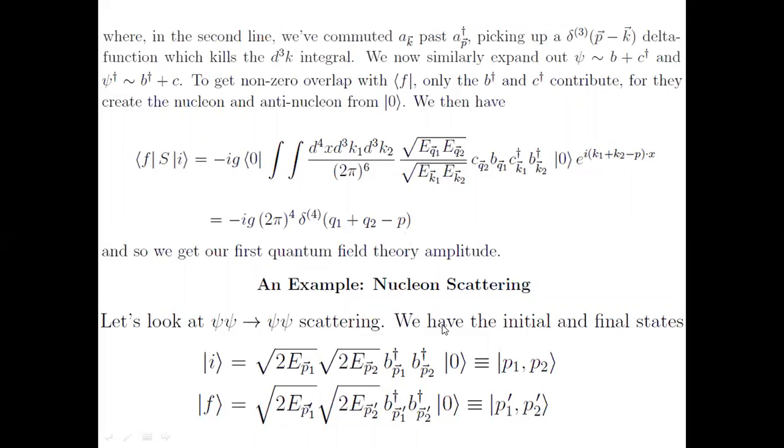Now we look at one more example, which is nucleon-nucleon scattering. Here there are two psi fields, so there are two nucleons that scatter into two nucleons. Initially there are two nucleons, and finally there are two nucleons. The initial state is given as previously, with two dagger operators, b dagger p1 and b dagger p2, which are the initial nucleons, and the final b dagger p1 prime and b dagger p2 prime, which are the final nucleons. This is given by the states i and f.